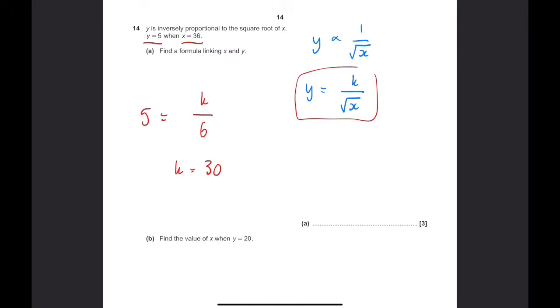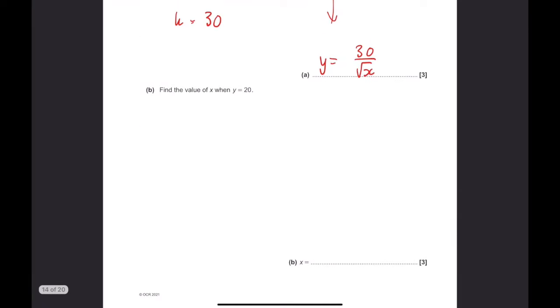y is inversely proportional to the square root of x. So setting this up, y is proportional to 1 over the square root of x. If we convert that into an equation, we're going to have y equals k over root x. We're given 2 numbers, so we sub them in, and that will give us k. So if y equals 5, 5 equals k over root 36, which is equivalent to 6, so k must equal 30. Going back to this, we can sub this in, and it's going to be y equals 30 over root x. Find the value of x when y is equal to 20.